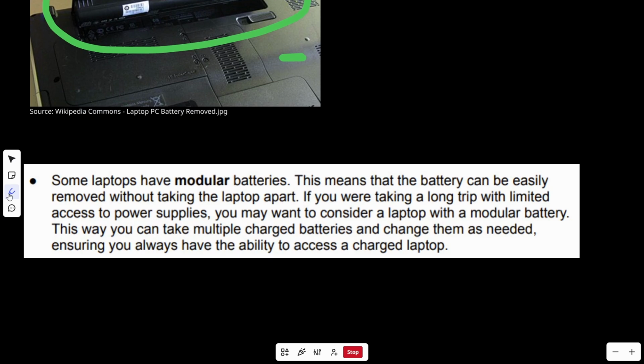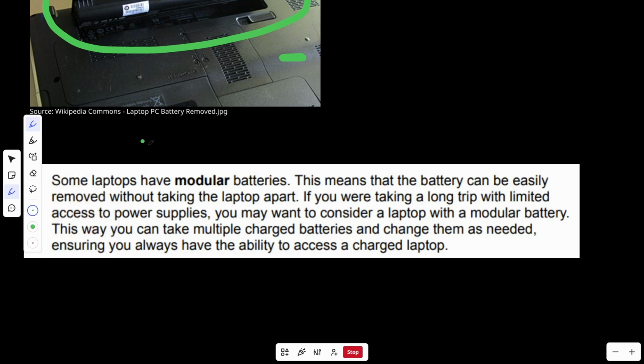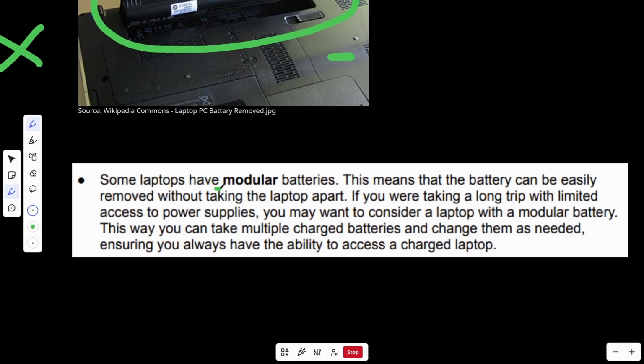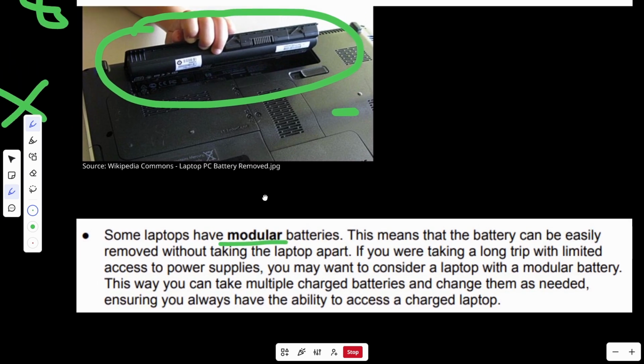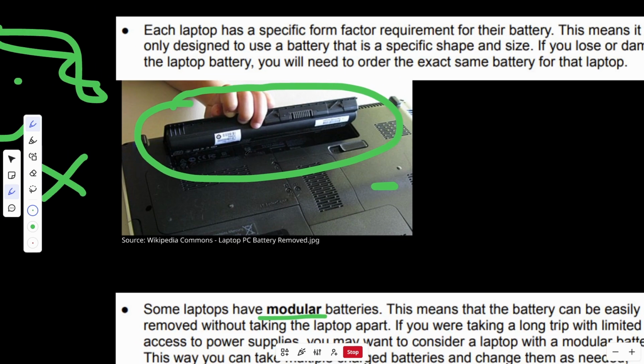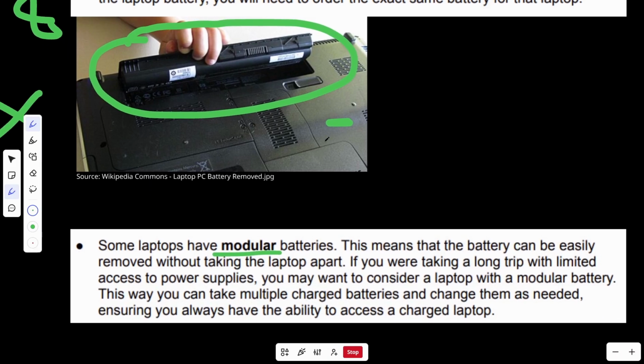Now, the other thing, which this picture also highlights pretty well, is that some laptops have what's called a modular battery. So what that means is essentially, if we head back over to this picture, a modular battery is basically a battery where you don't necessarily have to unscrew the entire case in order to get access to that battery to remove it.